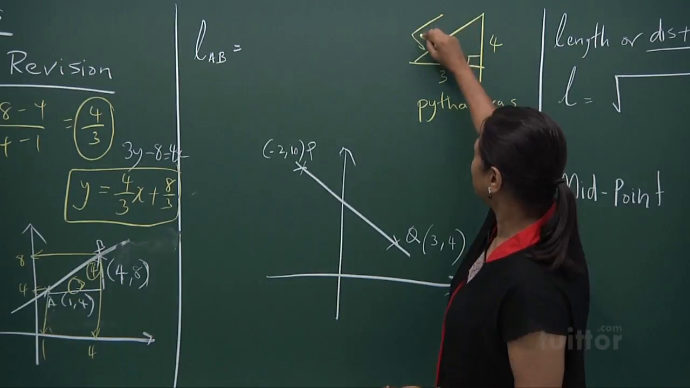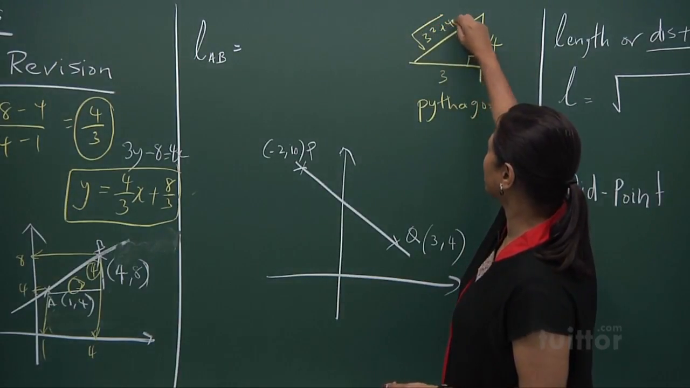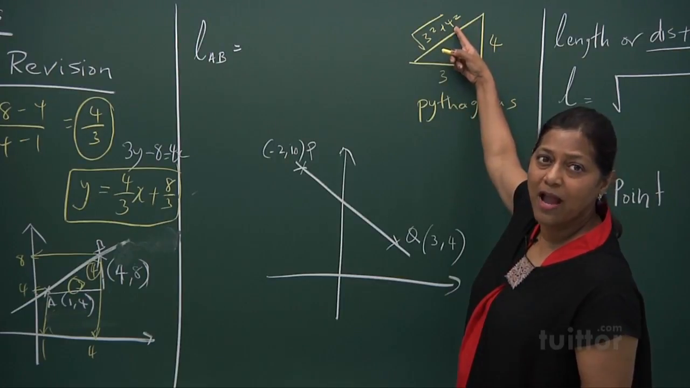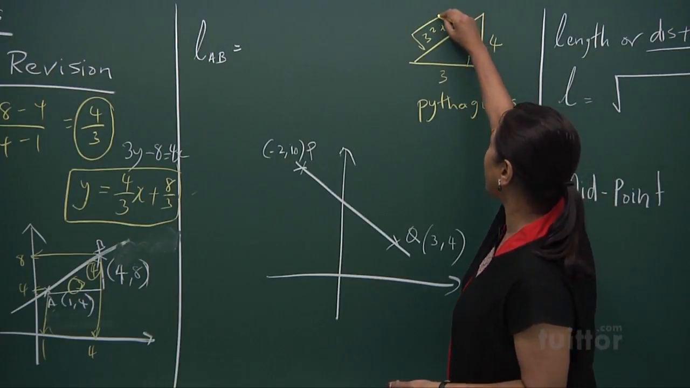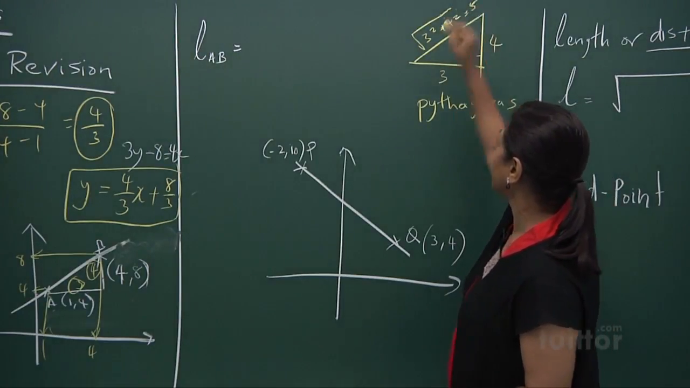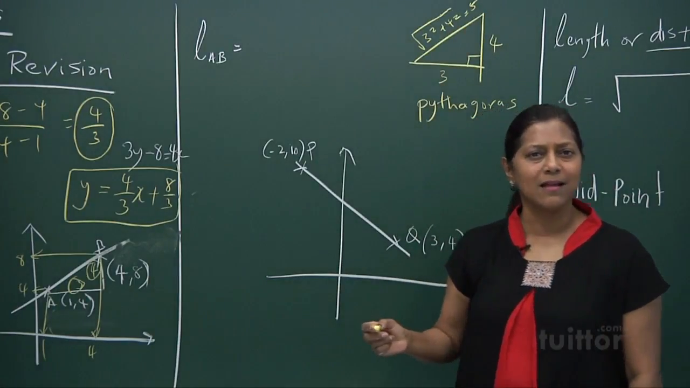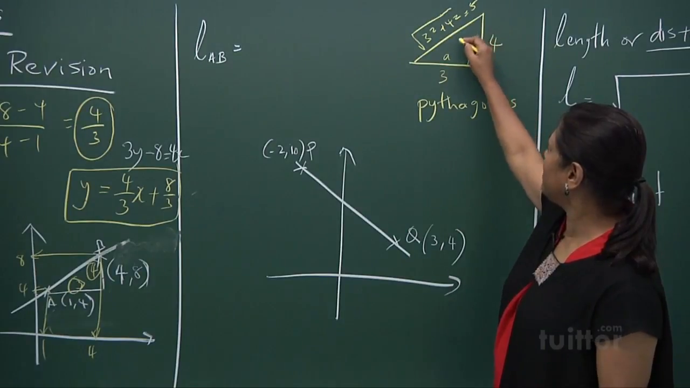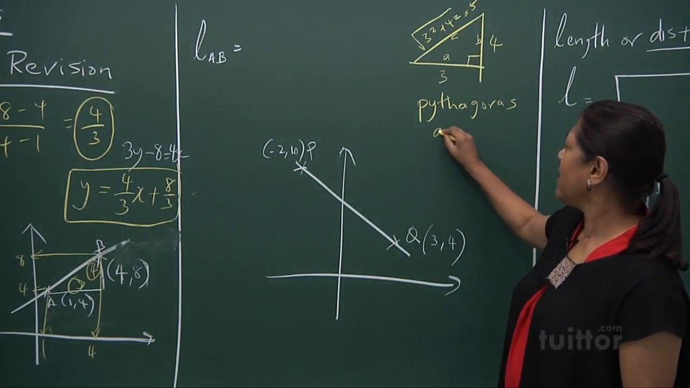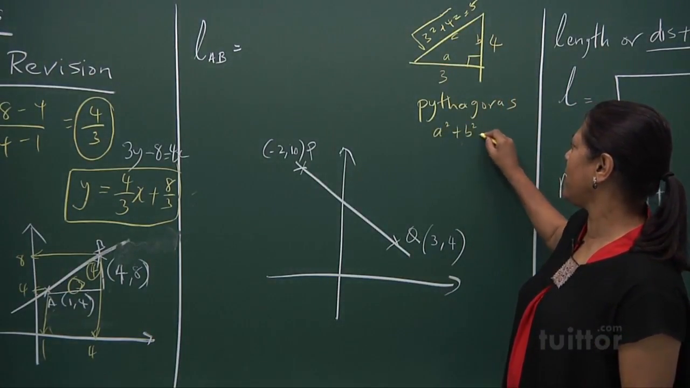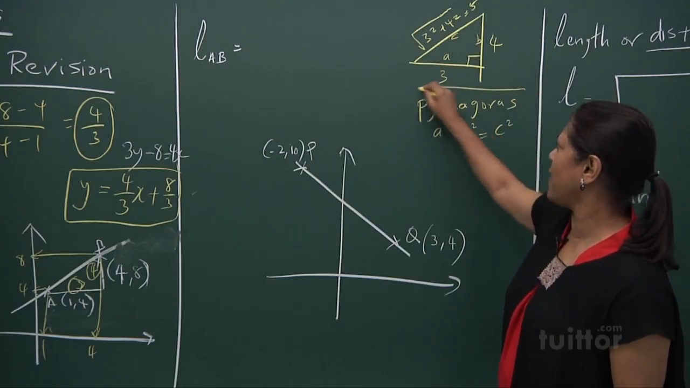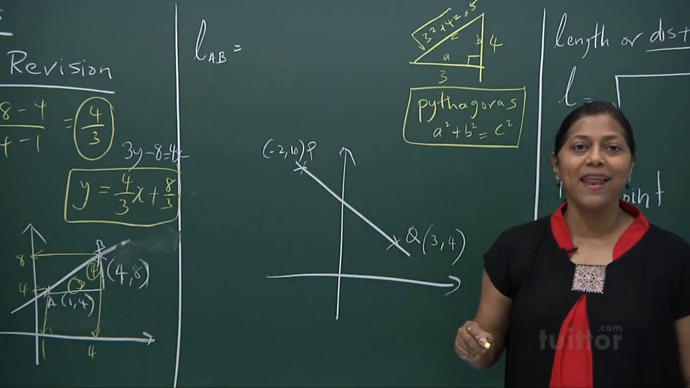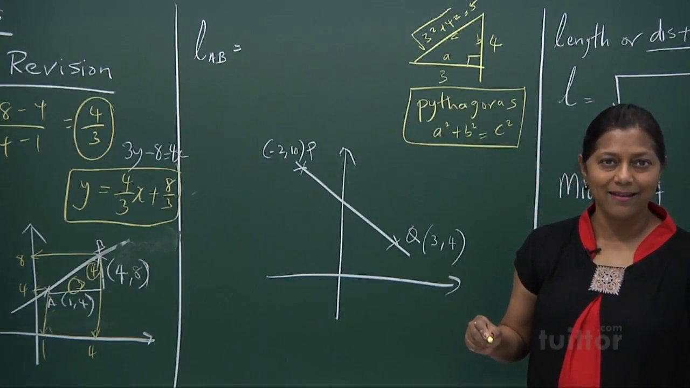You will get 3 squared plus 4 squared, which is 9 plus 16, 25. The square root of 25 is 5. Pythagoras theorem tells us that if this is A, this length is B, and this is C, A squared plus B squared equals C squared. And this would be very useful to get the length of a line.